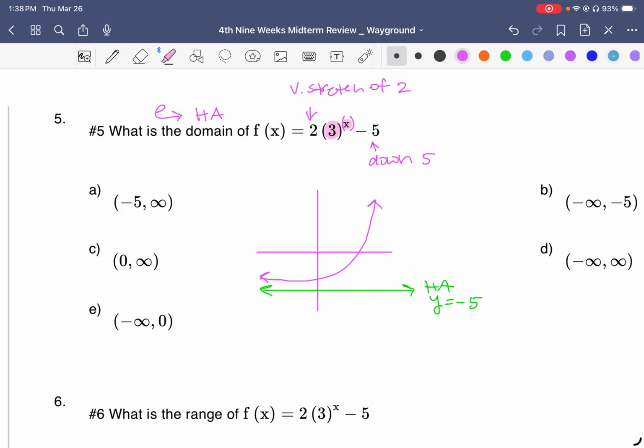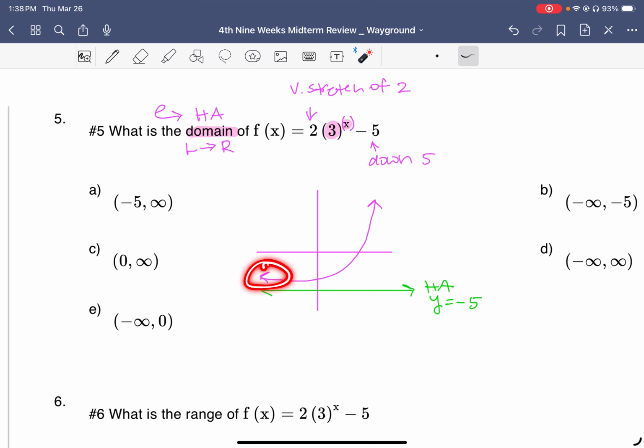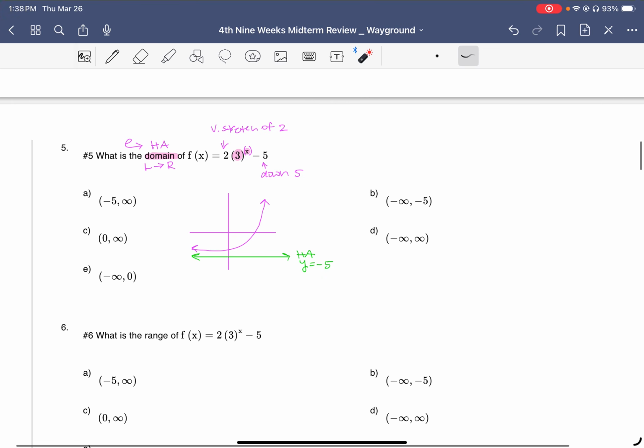So what is the domain? Remember that you read domain from left to right. So on this side, it goes forever to negative infinity, and on the right side, it goes forever to positive infinity. So the answer would be D as in dog.